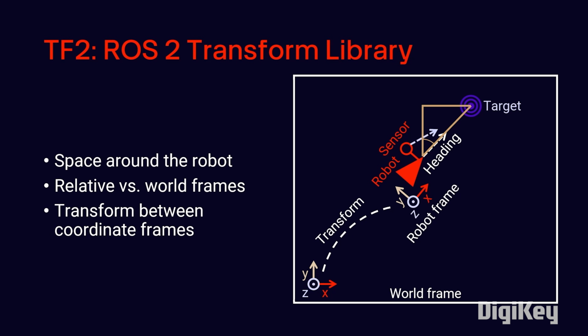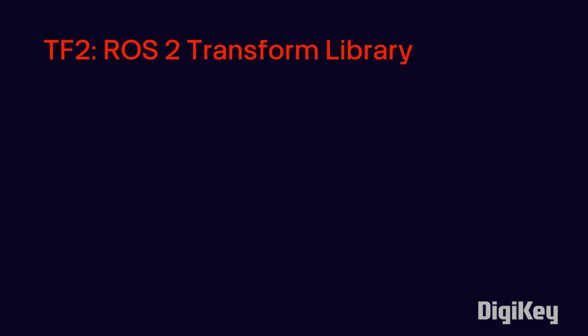Recall that a frame is a coordinate system. A transform describes the spatial relationship between 2 frames at a given moment in time. That allows us to get the location of the sensor in the world frame coordinates or let us easily navigate the robot body toward the target despite the sensor offset. This is a relatively simple example and one that could be solved with a bit more trigonometry, but TF2 is easily scaled up to far more complex problems.